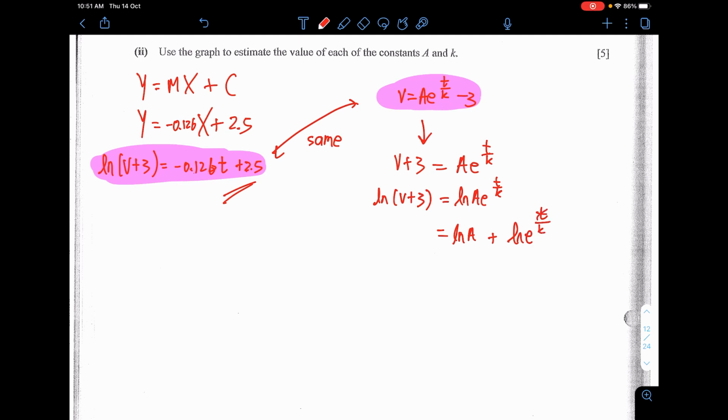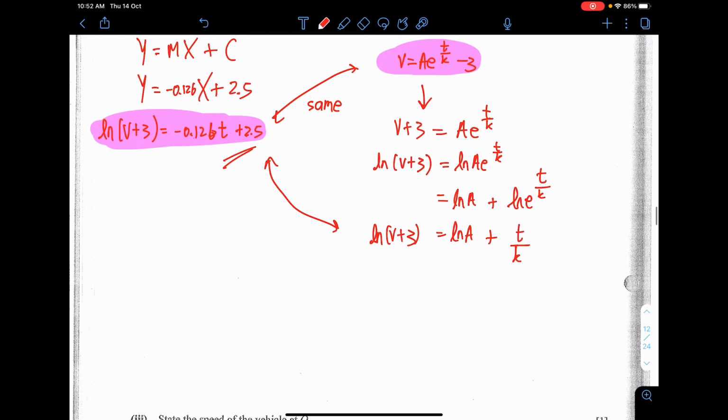And even further, I just factorize the power, so then I got t over k here. Now, for the one last comparison, I can actually tell that what we have here should be the same. Again, they are supposed to be the same as the expression.